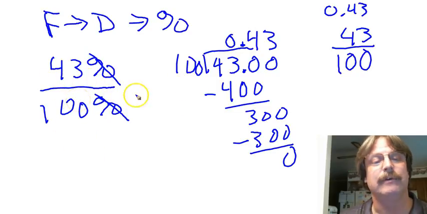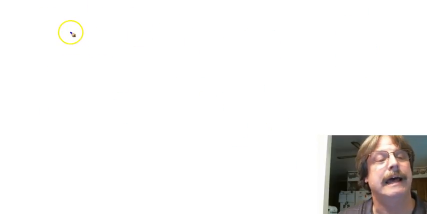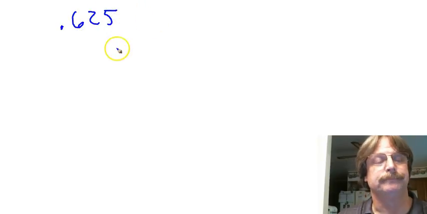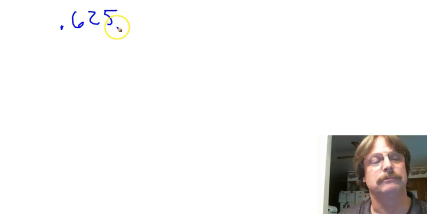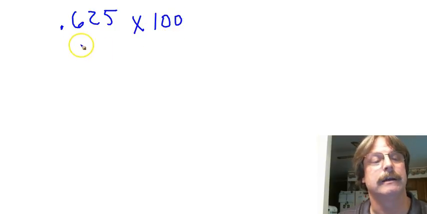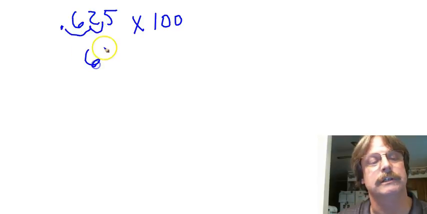If we had a different one, say I have 0.625. I have that decimal. I want to get that to percent, so I multiply it by 100. If I do it the shortcut way, I move it 2 places, so 62.5%.